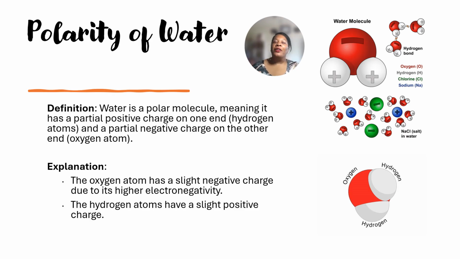The polarity of water is defined as a polar molecule, meaning it has a partial positive charge on one end, the hydrogen atoms, and a partial negative charge on the other end, the oxygen atom. What you will see on the screen is an example of these polar bonded molecules. So when you have your hydrogens attached to your oxygen molecule, you're forming a polar bond. And why is that? Because of the slightly negative charge of oxygen due to its higher electronegativity. Hydrogen atoms have a slight positive charge.